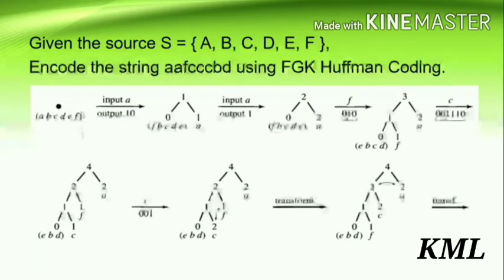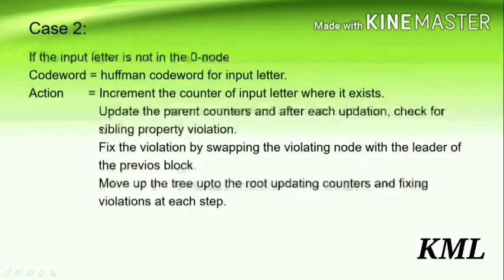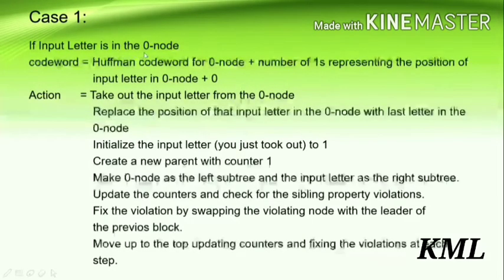Now let's take the first input letter. We have an input A here. First you have to write the code word, but before that you have to check if A is in the 0 node or not. Yes, it is in the 0 node. So, case 1: if the input letter is in the 0 node, how do you write the code word? You write the Huffman code word for the 0 node plus the number of ones representing the position of the input letter in the 0 node plus a default 0.